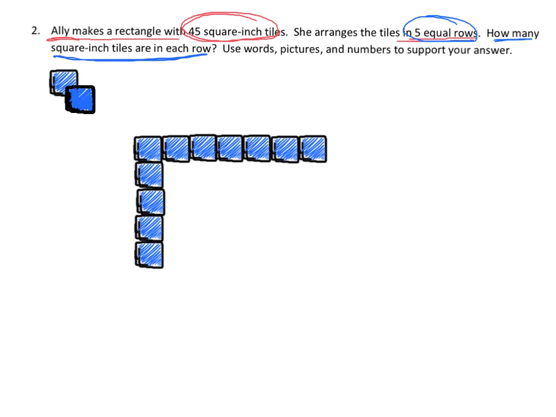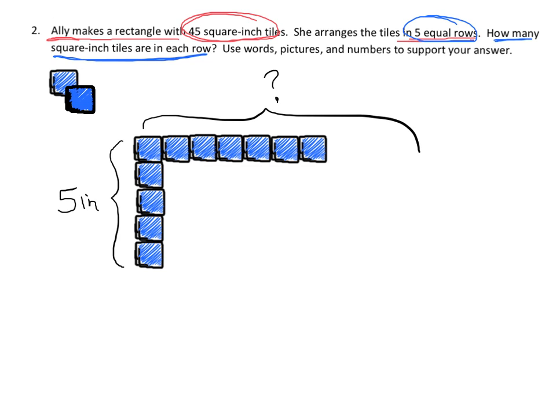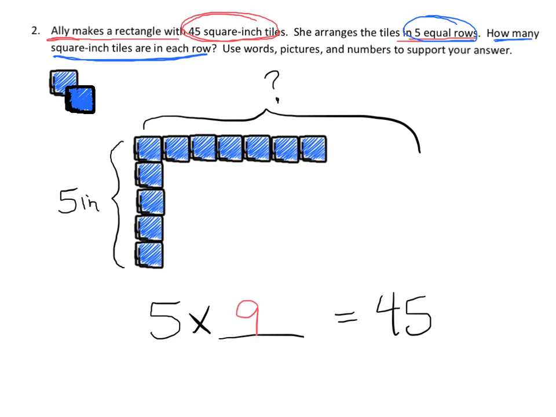We know that right here, there's 5 inches. And the question is, what does this number have to be if we're going to use 45 tiles in all, 45 square inch tiles? So really, what that's saying is 5 times what is equal to 45? Well, 5 times 9 is 45. So that's saying in each row here, we need to have 9 tiles. So let's see if that works out.